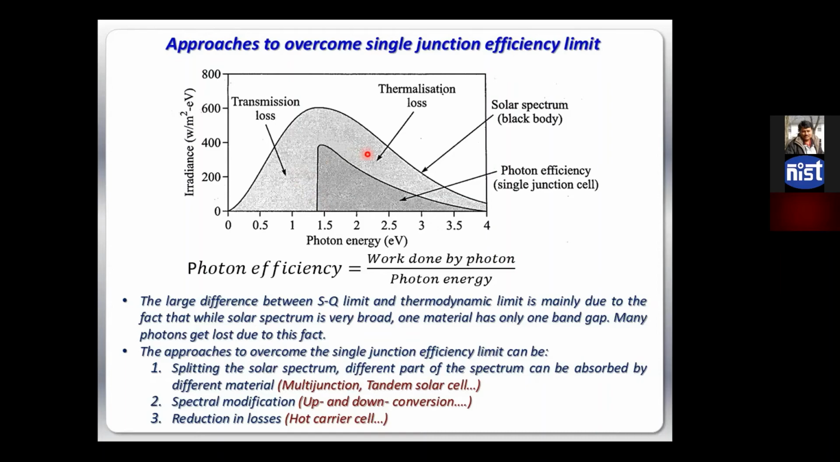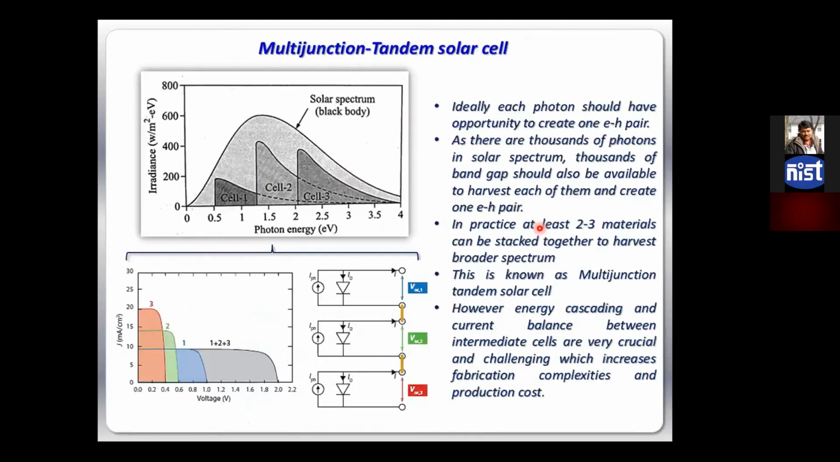So how to overcome this limitation? We are now talking about many other approaches, because the primary problem is that band gap, right? So we are talking about splitting the solar spectrum, where different parts of the solar spectrum we want to absorb by different materials: multi-junction tandem cells, spectral modification. Suppose if I can convert these wavelengths and these wavelengths into this wavelength somehow, then it will be absorbed by the same material, or hot carrier junction and all these things. I will come to them one by one.